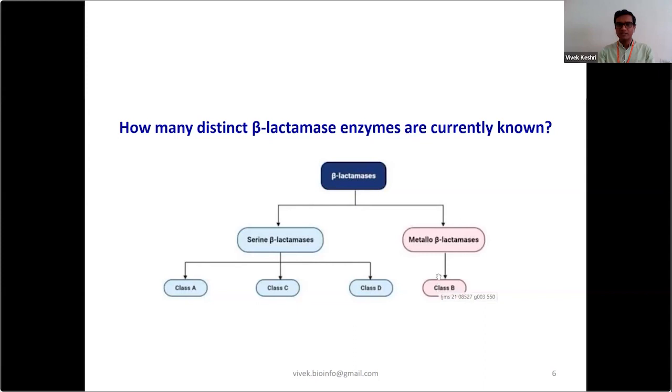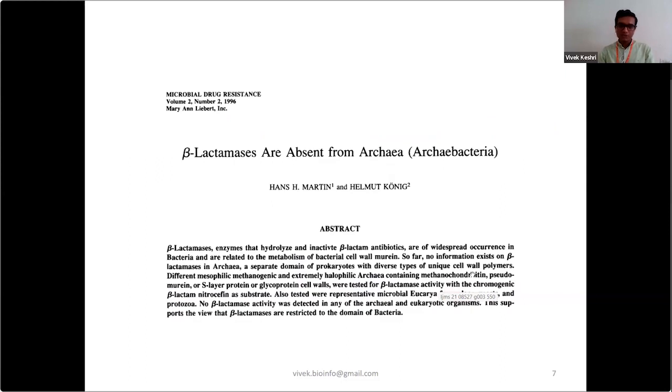But instead of serine, in the case of metallo-beta-lactamase, there is a histidine, and it uses a zinc ion. So more than a thousand beta-lactamase enzymes are well known in the scientific community. But the next major question is, where are these more than 1,000 beta-lactamase enzymes present: only in the bacterial domain or in different domains of life?